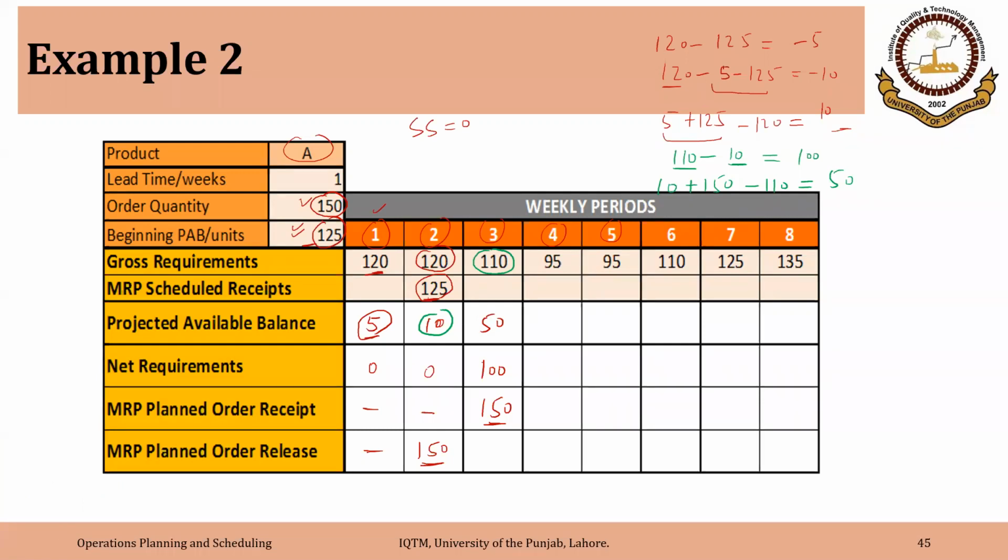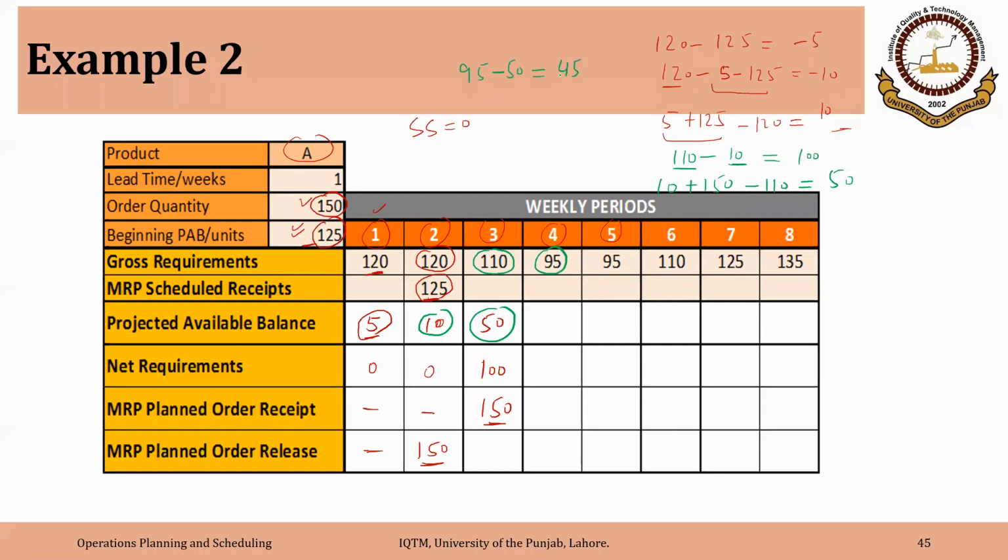Now we are having 50 items available at the end of week 3. So that will be the beginning inventory for week 4. And the requirements are 95. So again, 95 are the requirements minus 50 is available. So that is positive net requirement.